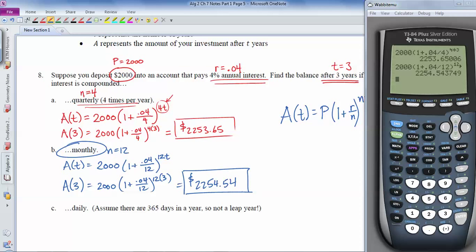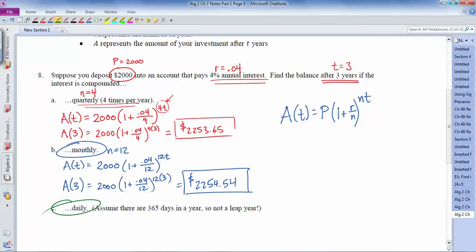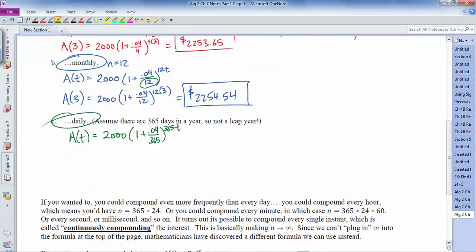Well, let's see what happens if we do daily compounding. So it's not really 4% divided by 12 anymore. Now it's going to be 4% divided by 365. So our formula, 2,000 times 1 plus 0.04 over 365 raised to the 365t. Okay, and we want A of 3. What's our investment after 3 years? 2,000 times 1.04 over 365 to the 365 times 3. And let's see what that comes out to be.